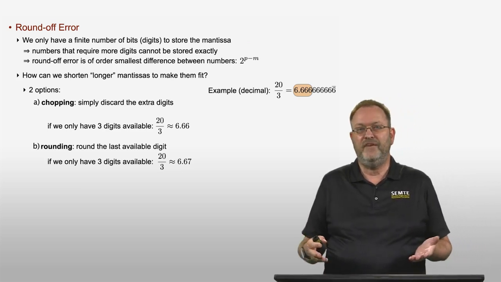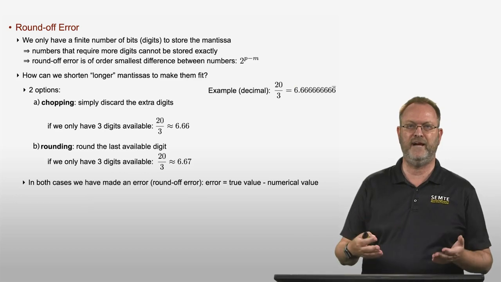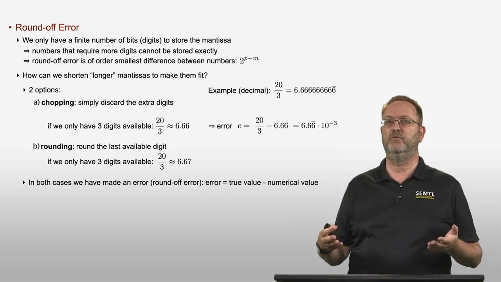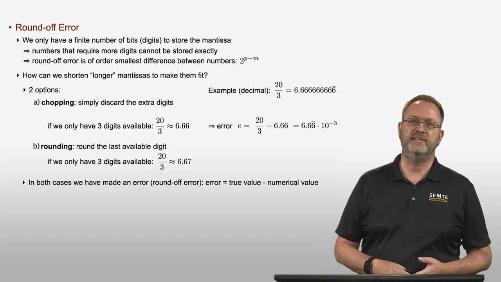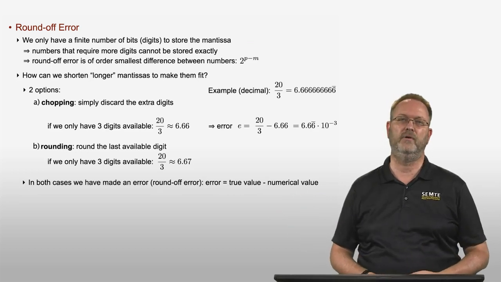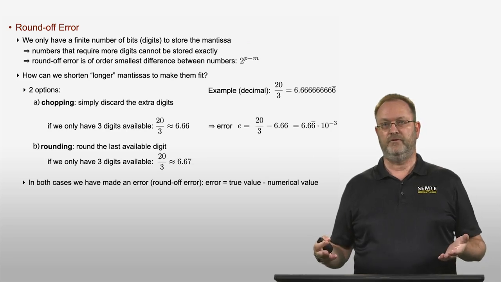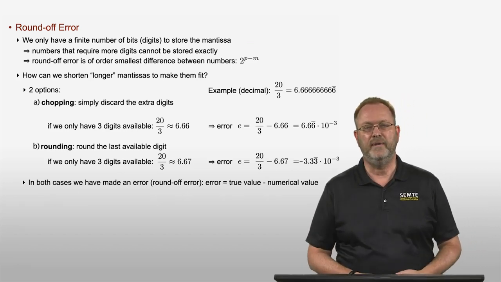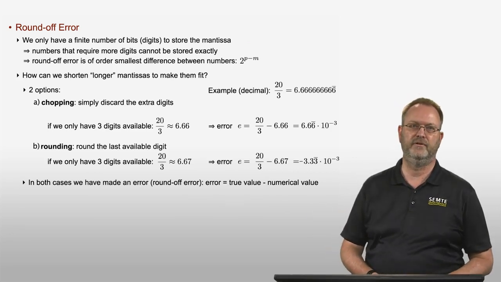Now in both cases, we have made an error, right? And that is called the roundoff error. Let's define the error as the true value minus the numerical value. So if we do chopping, then the error would be the true value, 20 over 3, minus our numerical value, 6.66, and that error would then be 6.6666 and so on times 10 to the power negative 3. For rounding, the error is the true value, 20/3, minus the numerical value, 6.67. In this case, the error that we make when we round is 3.333 times 10 to the negative 3.